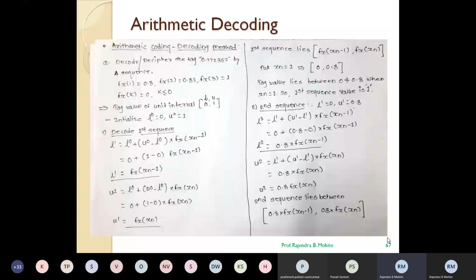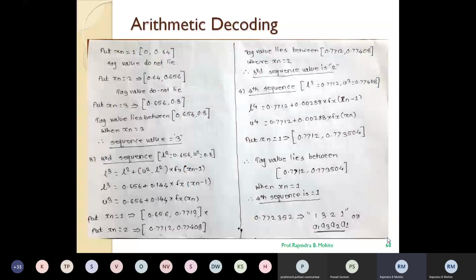So we have to put the values over there. X is equal to 0 to N, and you observe whatever value you have received for the tag. Does the given tag value for decoding lie between those two? If it does, then we consider that particular X value as your sequence number. So likewise we can do arithmetic decoding. So this is all about arithmetic coding and decoding.